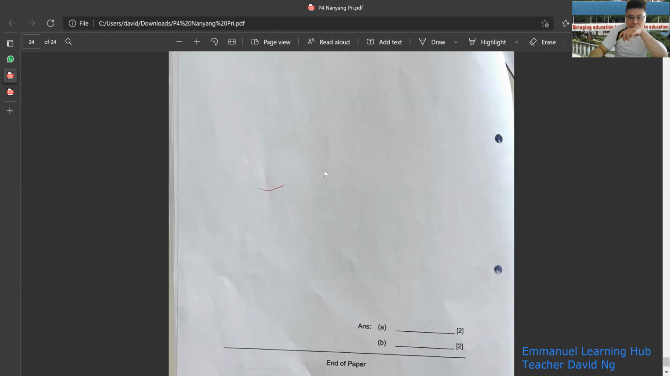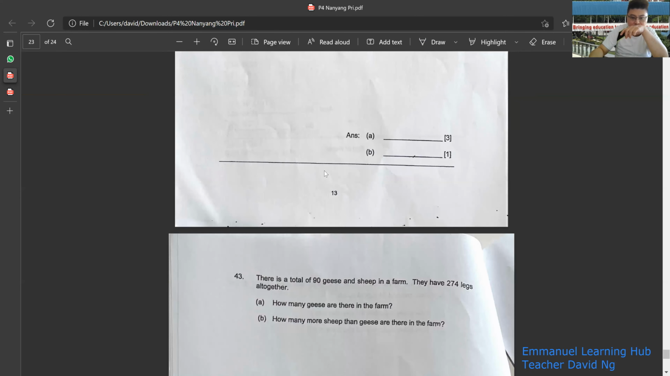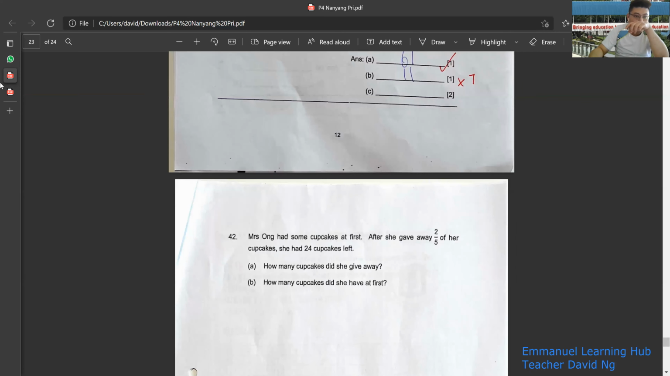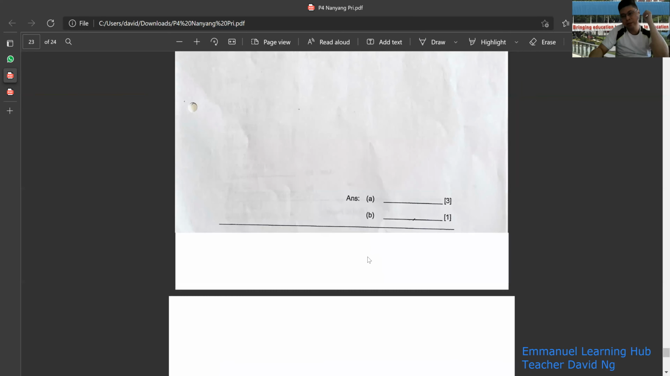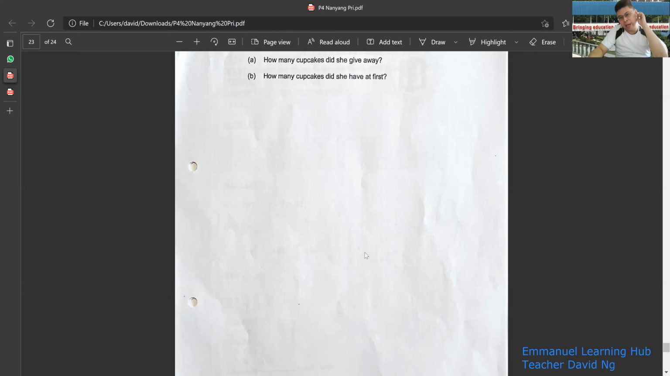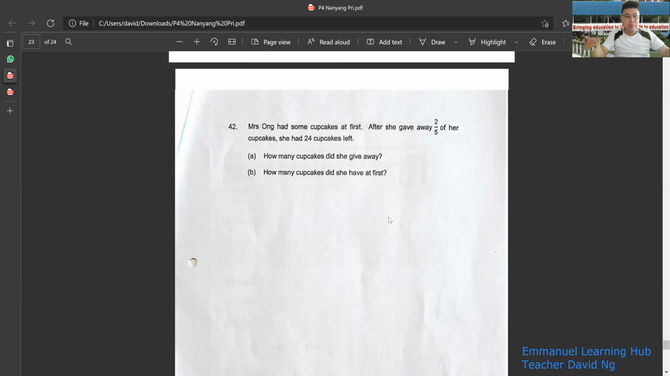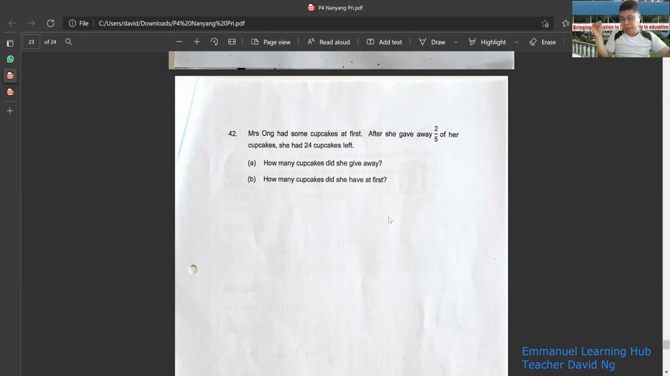42, you leave it blank. 43 also leave it blank. You at least try. Next time at least try. Would you leave it blank in the exam? No, right? So then why in the practice paper you leave it blank? Because I cannot do. Then you shouldn't leave it blank, because I need to see your working. You cannot do, at least try.